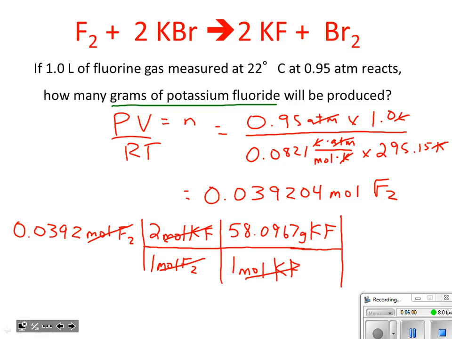So when I do the math, I come up with 4, and I look at sig figs, I see 2, so I have 4.6 grams of KF.